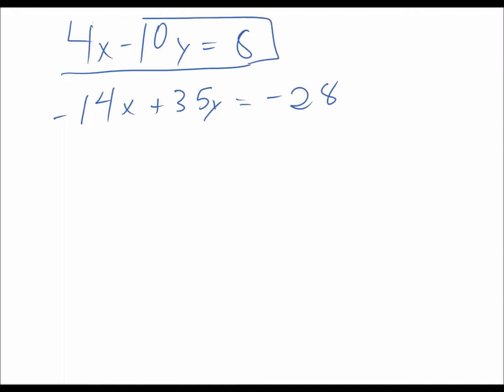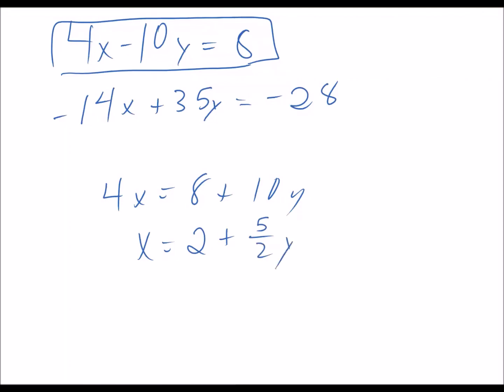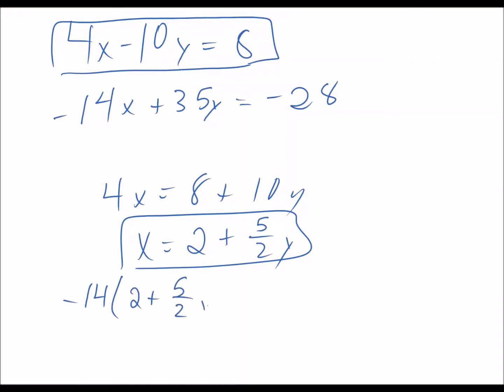So let's solve this one for x. So 4x equals 8 plus 10y. x is equal to 2 plus 10/4, so 5/2 y. Okay, let's go ahead and plug this in on the bottom. And we're going to get negative 14 times (2 plus 5/2 y) plus 35y equals negative 28.